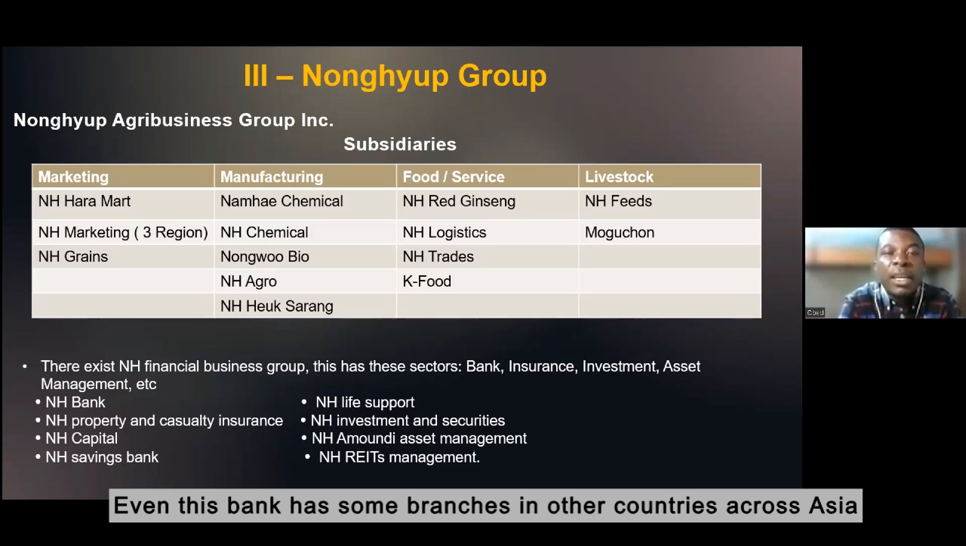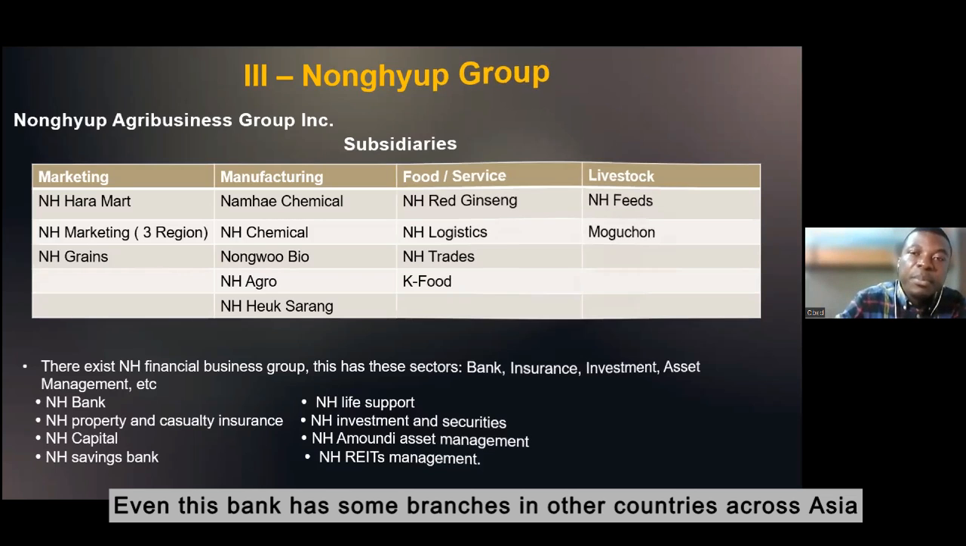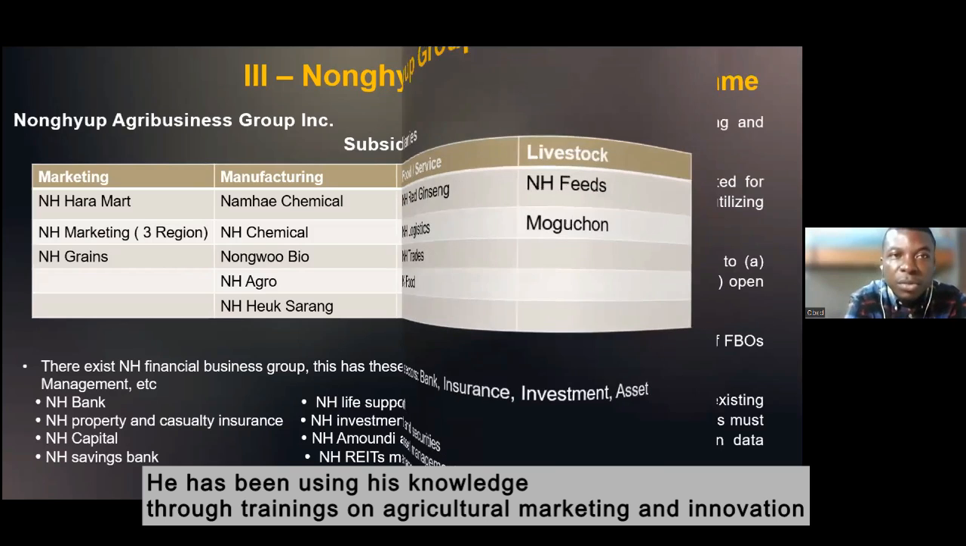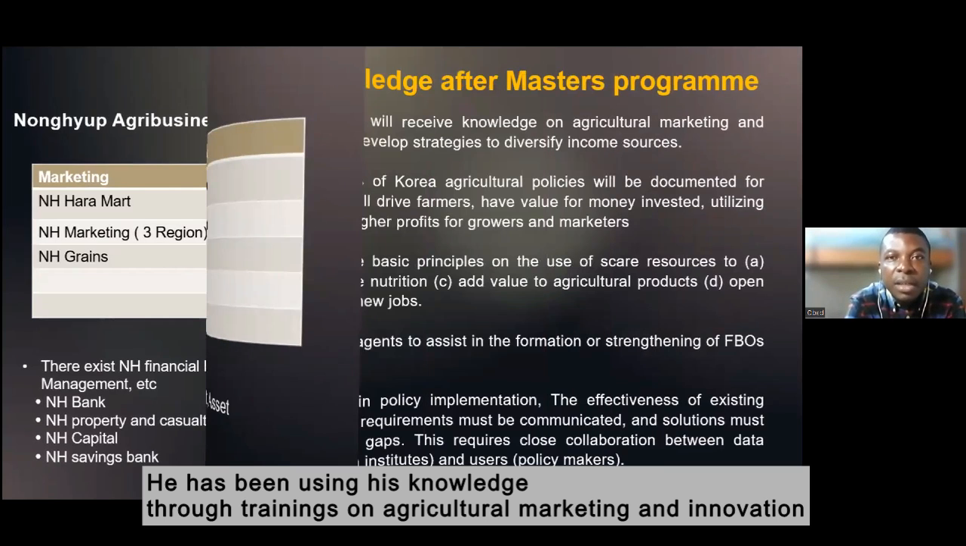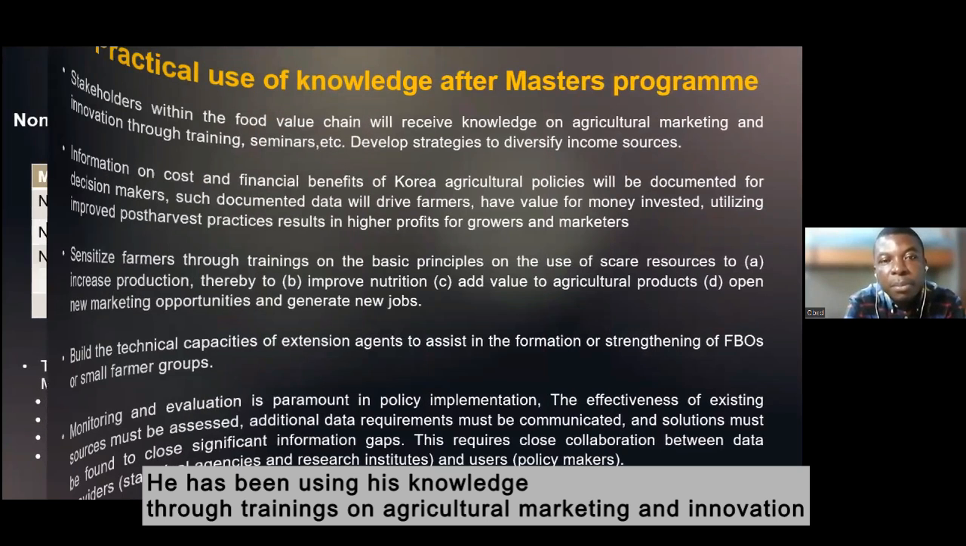So this NongHyup Group, you can Google for yourself. Because of time, I couldn't write much about it, and they are really doing marvelous things for indigenous people and others outside Korea. Now I move on to the practical use of my knowledge after the master's program.